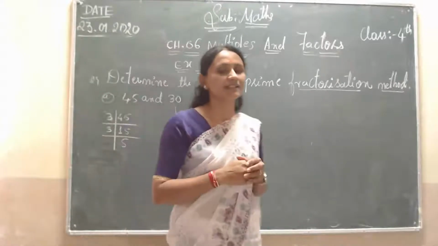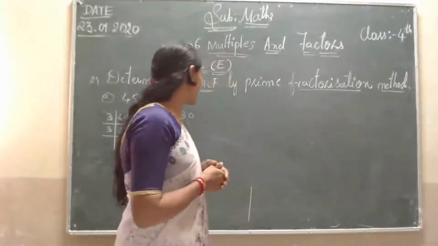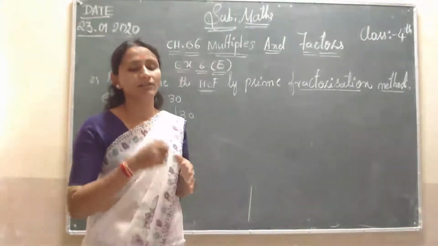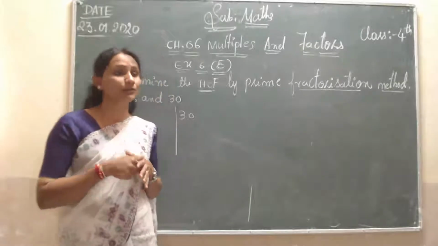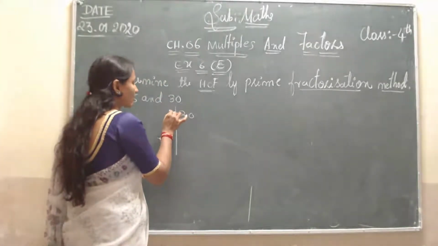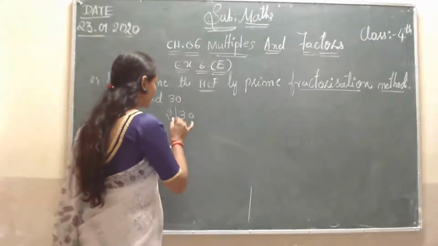Students, 30 is an even number. Yes, that is an even number. So this is a composite number also. Students, you have to take the smallest prime number. What is the smallest prime number you have to divide by? The smallest prime number is 2, or the smallest even number also 2. So you have to divide.